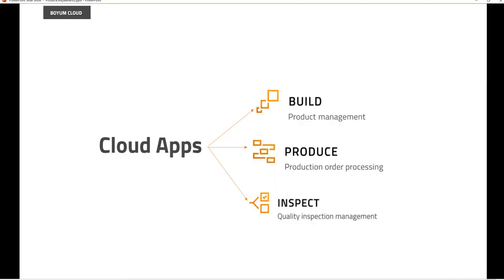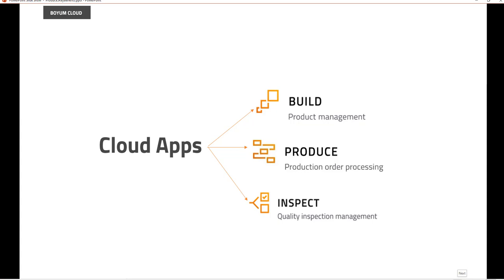As you most likely know, or hopefully know, we have different cloud apps now. One is Build, which is for product management. We have Produce, which we will talk about today. And then we also have Inspect, which is quality control. So what are the cloud apps?